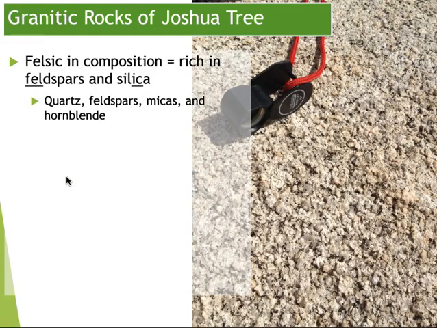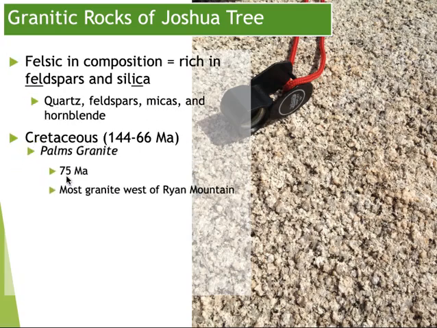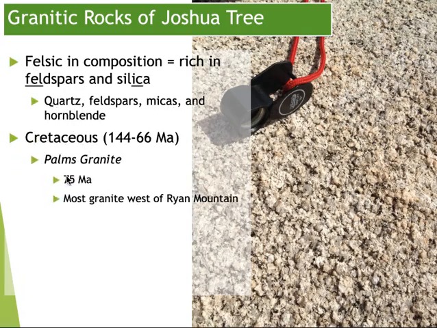Several distinct granitic bodies make up the Joshua Tree landscape, spanning 3 geologic periods. Here's a summary of a few from oldest to youngest. From the Cretaceous period, we have the Palms granite, making up most of the rock outcrops west of Ryan Mountain. Squaw Tank granite appears to have solidified around the same time and can be observed along Geology Tour Road.